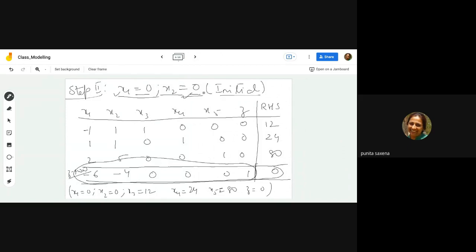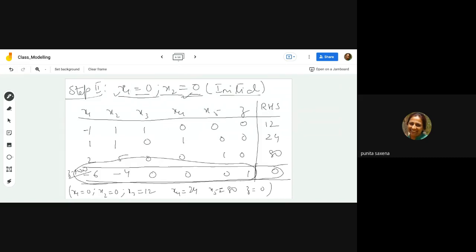Like in the last class we looked at all the possible combinations. 5C2 values should be there, which can be put equal to 0, right? But now we started with this. Let's call them independent because we are arbitrarily putting them as 0 and we are expressing the remaining in terms of these two. So basically they are independent, right?